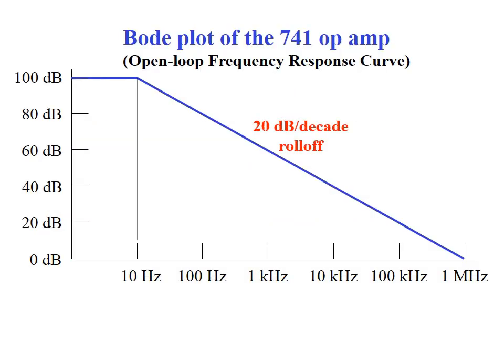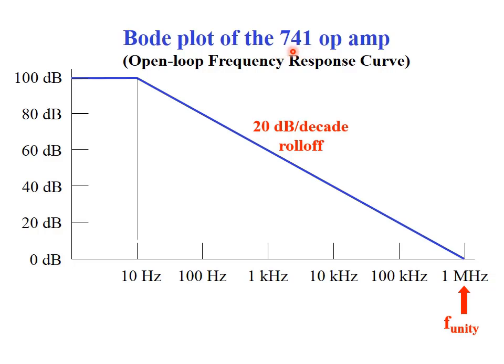Now, this is the Bode plot of the 741 op-amp. This is the frequency response of the 741. As you can see, guys, up to 10 hertz, we have the maximum gain of the op-amp, which is 100 decibels. This gain will decline with a 20 decibel roll-off until it reaches the unity frequency at 1 megahertz. At unity frequency, the input will equal the output, so the gain will equal 1. When the gain equals 1, we call this the unity frequency.